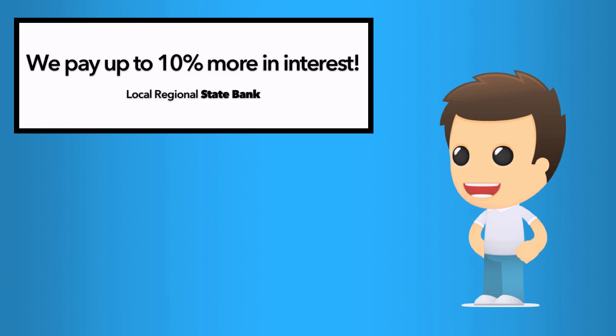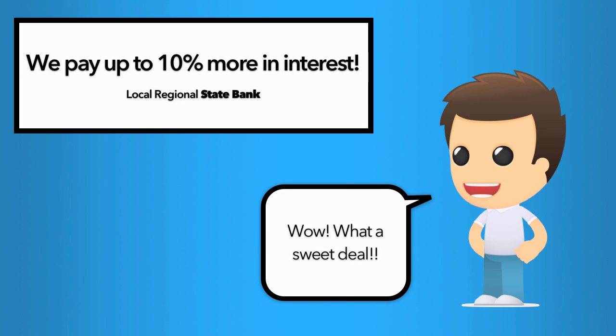For example, consider an advertisement that says, "Local town bank pays up to 10% more interest on savings accounts." After seeing the ad, you decide to close your current account in some other bank and go to local town bank to open a savings account with them.